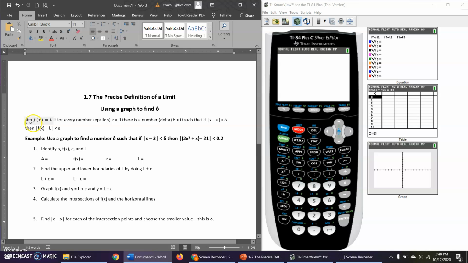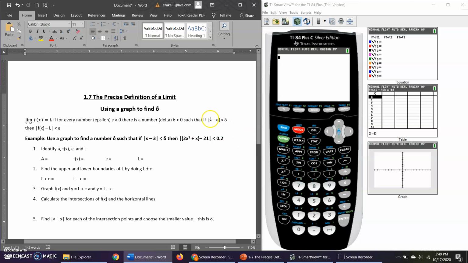If the limit as x approaches a of f of x equals L, then we can also say that there's a number epsilon that's more than 0 and another number delta that's also more than 0 that will fit these two criteria. So in our example, we're going to go through the 5 steps of using a graph to find out what delta is. If they give you the value of a, if they give you f of x, if they give you the limit, if they give you epsilon. So they have to give you all of that stuff, and then we can find delta.